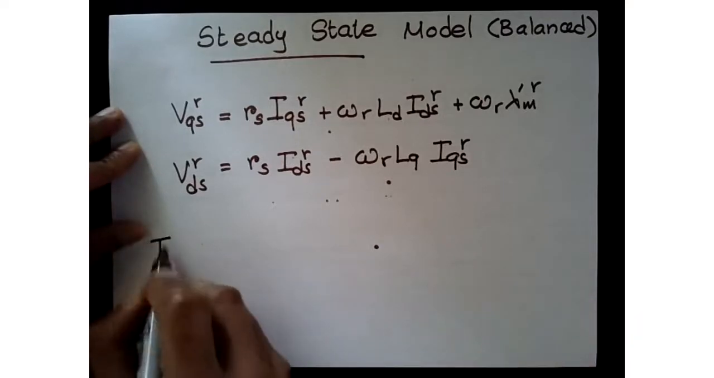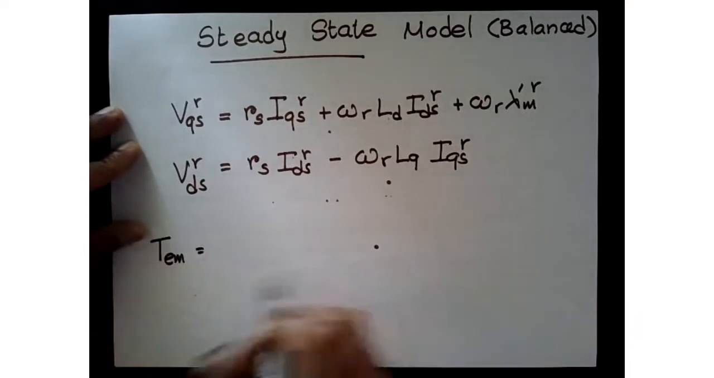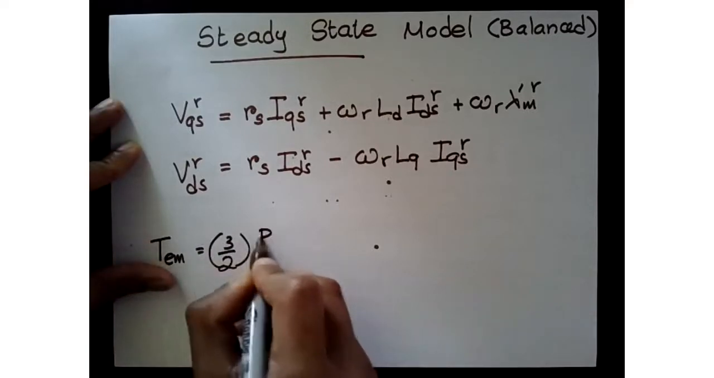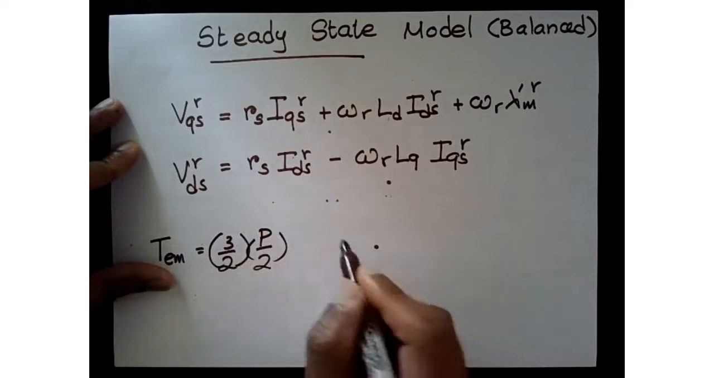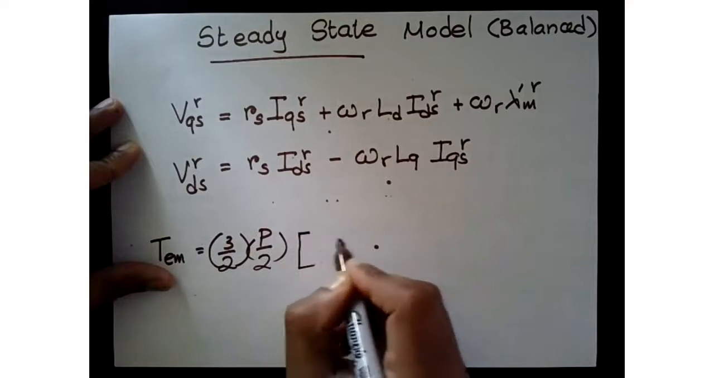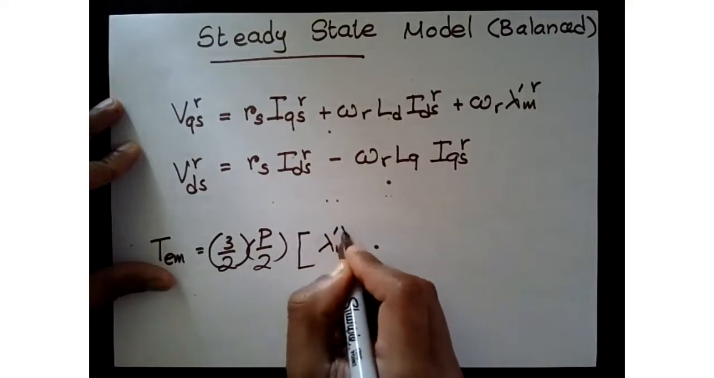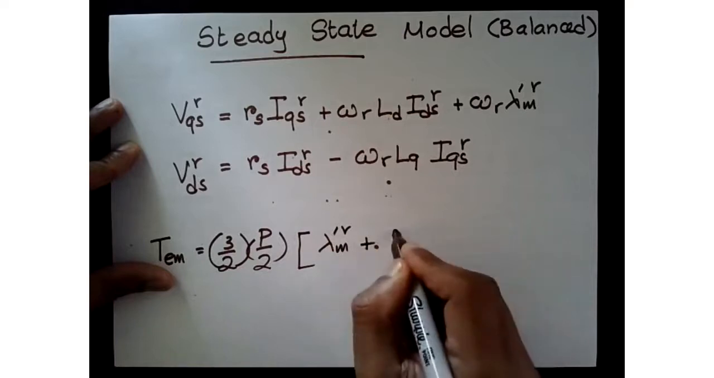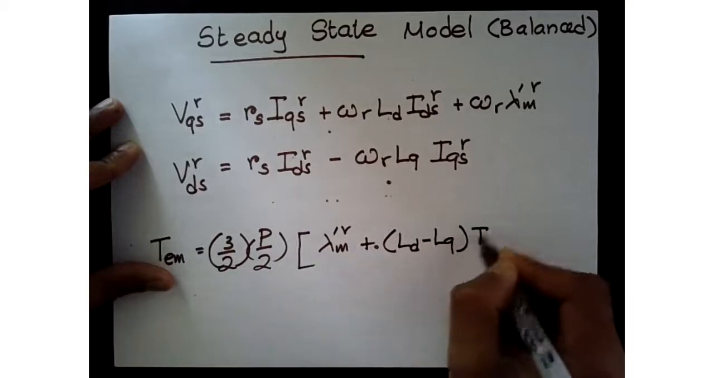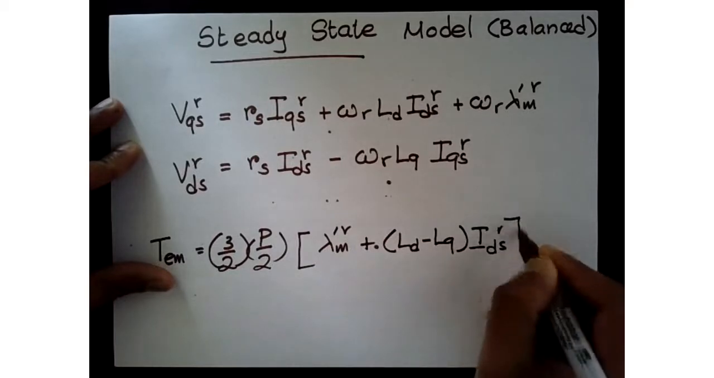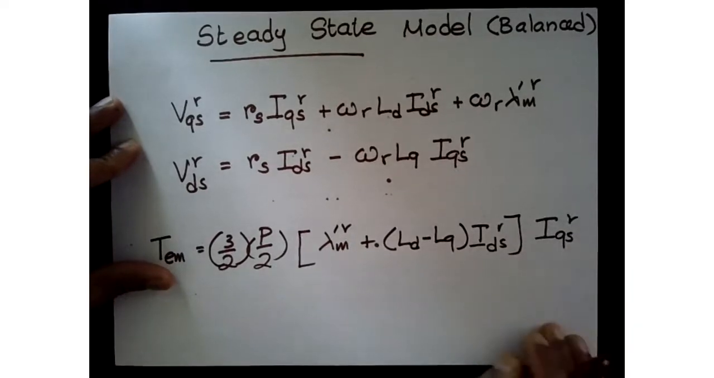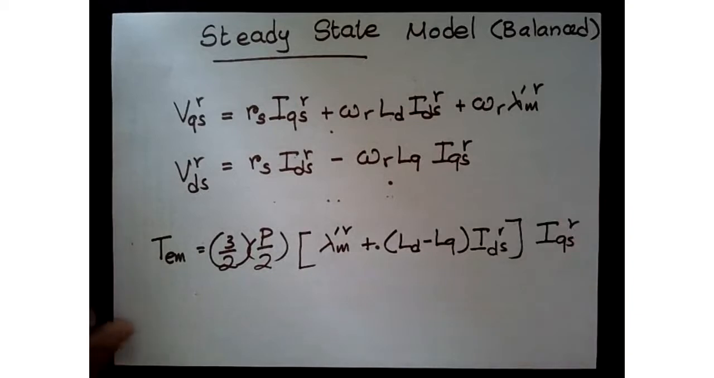And the generic torque equation doesn't change whether you're looking at the dynamic model or the steady state model. 3/2 P/2, but I'll write it a little bit differently here. Let me take IQSR outside. So then you're going to get lambda M prime R plus LD minus LQ IDSR times IQSR. Okay. So this is your steady state motor model.